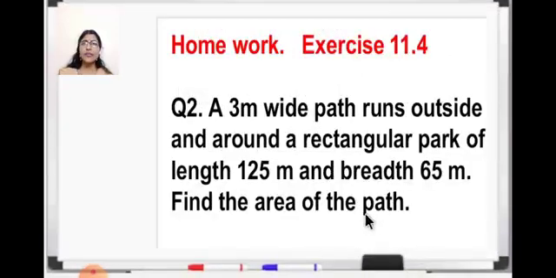Now this is the homework for today. This is question number 2. A 3 meter wide path runs outside and around a rectangular park of length 125 meter and breadth 65 meter. Find the area of the path. The way we have done today, in the same way you have to find out the area of the path. And next time I will show you the answer to this question.